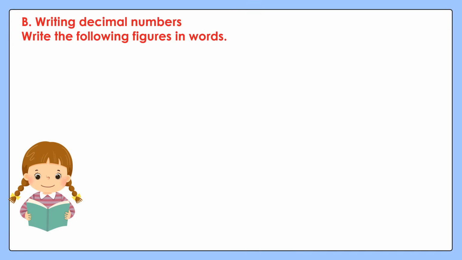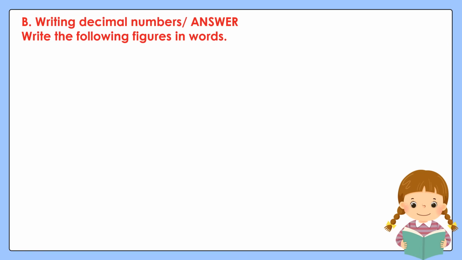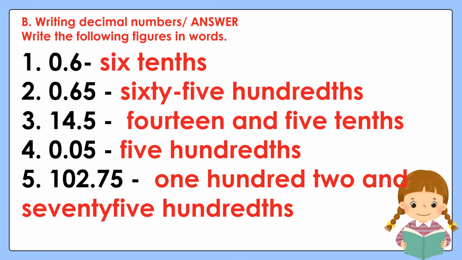B. Writing decimal numbers. Write the following figures in words: 0.6, 0.65, 14.5, 0.05, 102.75. Now, let's answer. Number 1, 0.6, 6 tenths. 0.65, 65 hundredths. 14.5, 14 and 5 tenths. 0.05, 5 hundredths. 102.75, 102 and 75 hundredths.